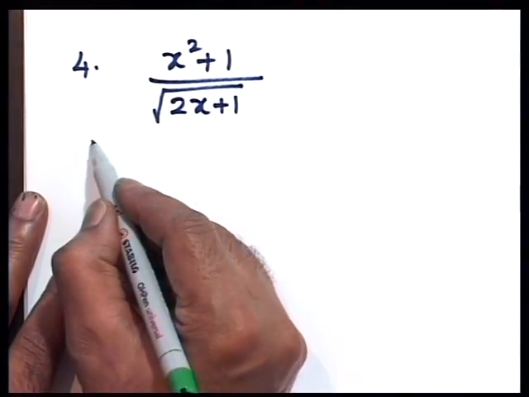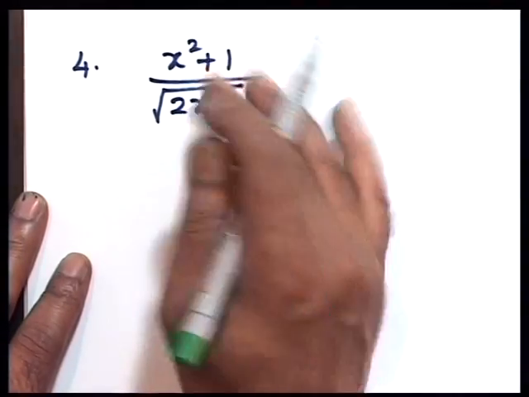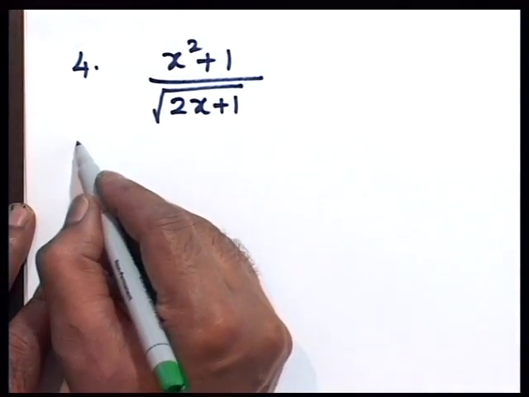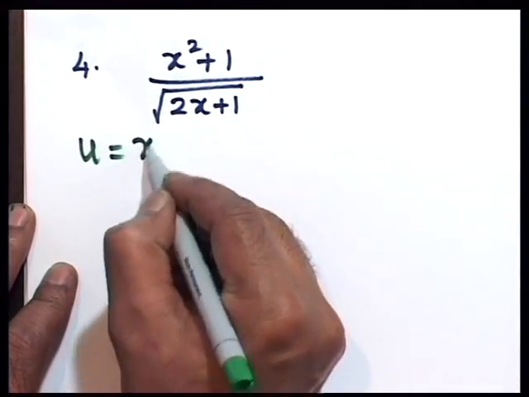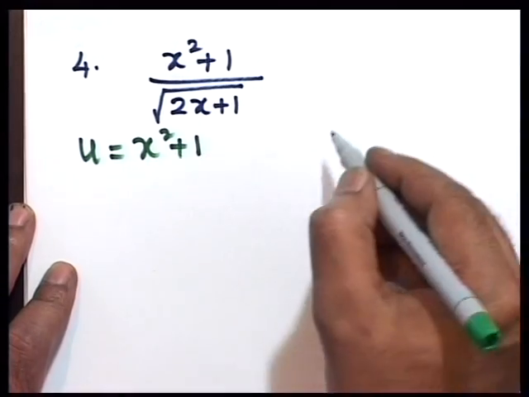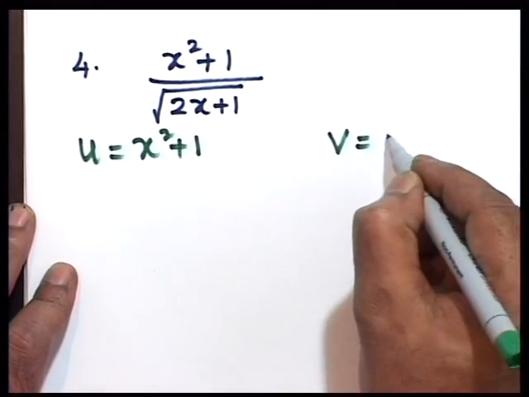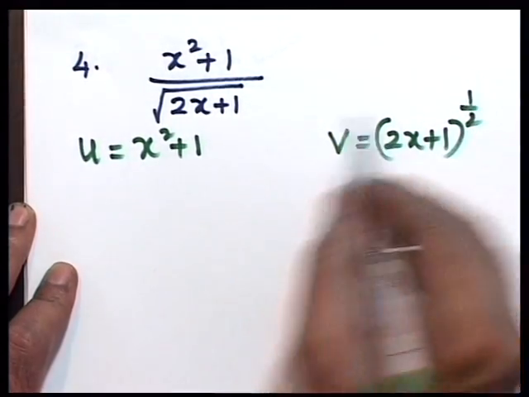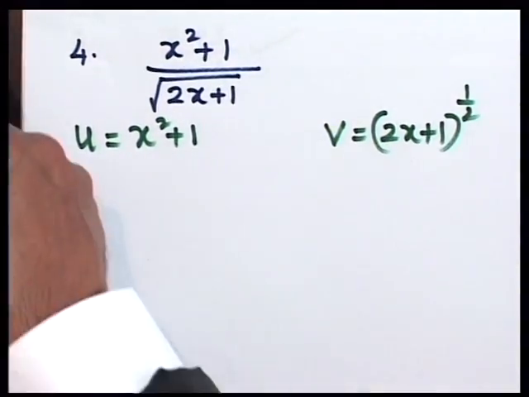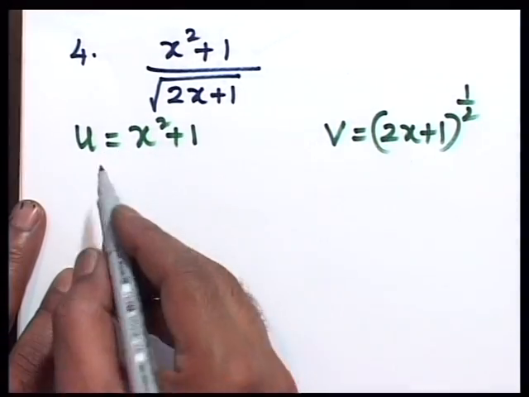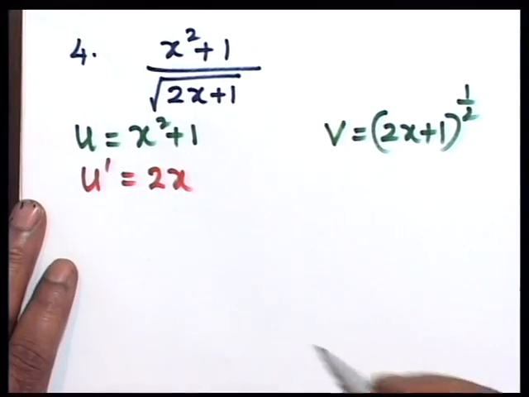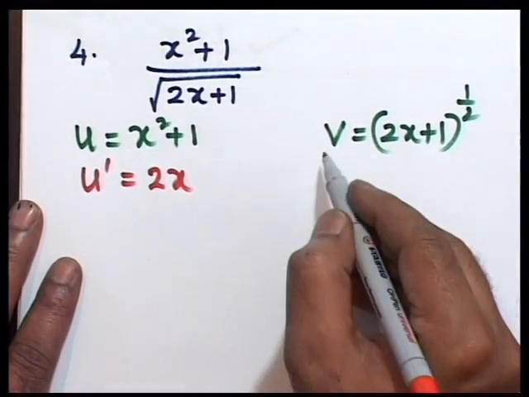The top one is u, right? It's the quotient rule, f(x) over g(x), u over v. So u equals x square plus 1 and v equals 2x plus 1 to the power, actually, a half because of the root. Then we differentiate both of them. So u dash is a nice 2x, right? U dash is 2x.